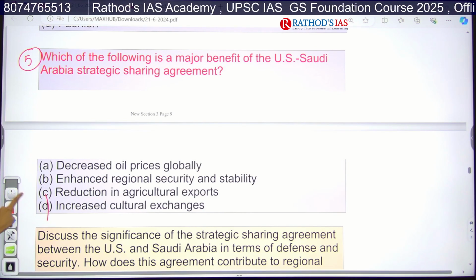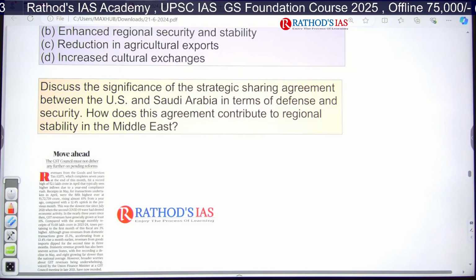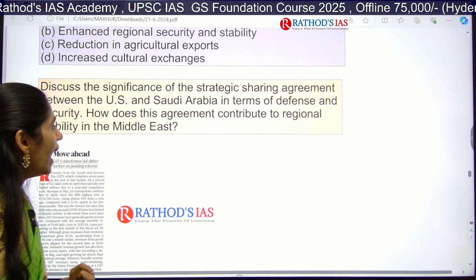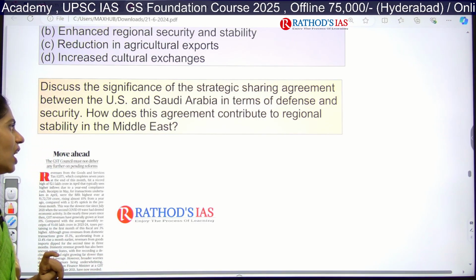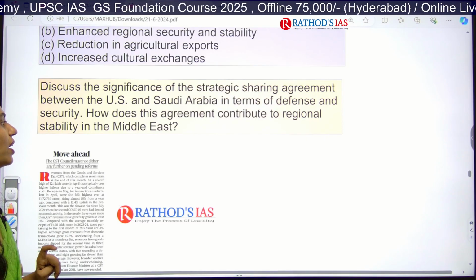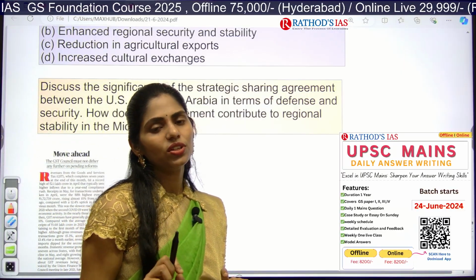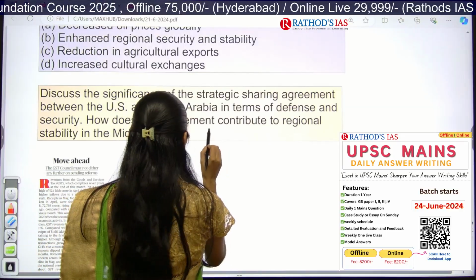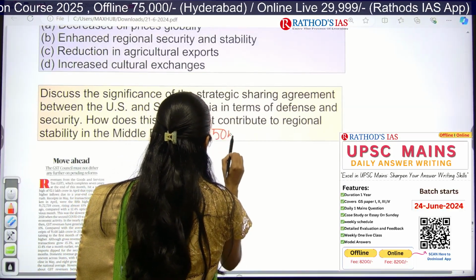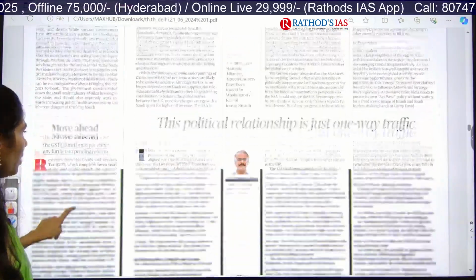And next one is your mains question. Discuss the significance of the strategic sharing agreement between the US and Saudi Arabia in terms of defense and security. How does this agreement contribute to regional stability in the Middle East? So try to write an answer for this question, don't forget, and the word limit is just 150 words. Okay, 150 words. Okay, now let us move on to our editorial page.